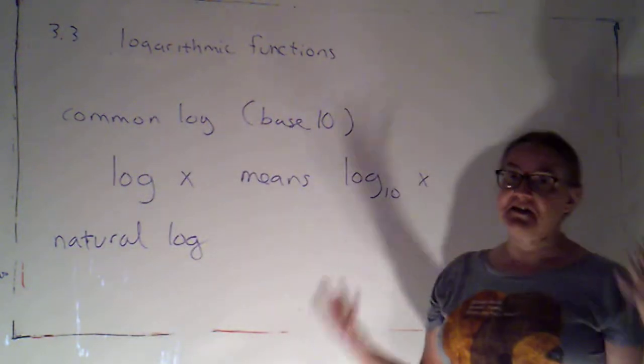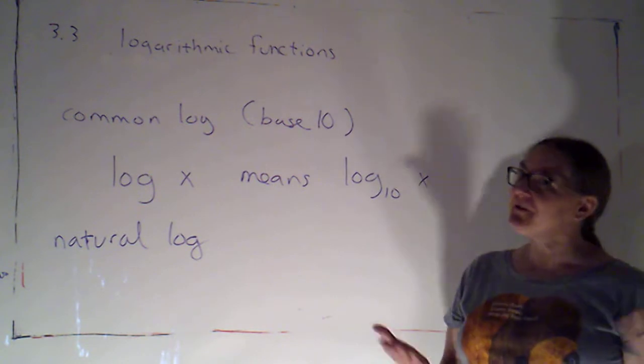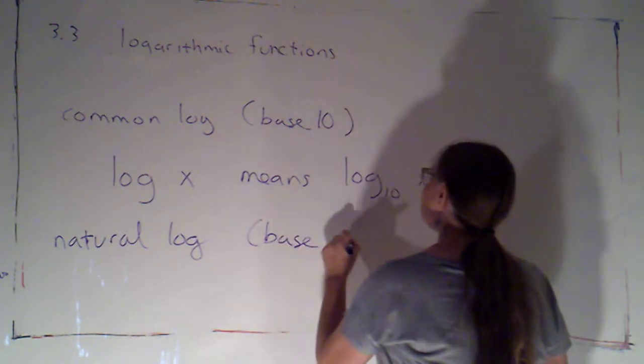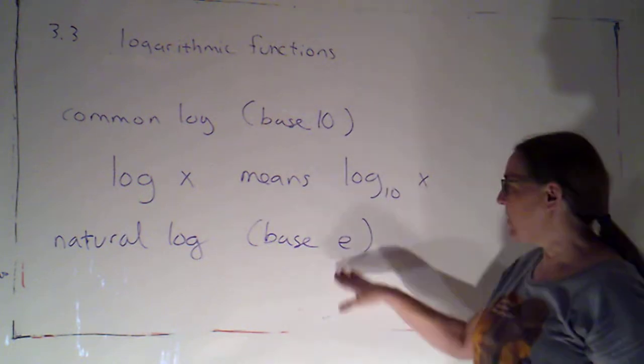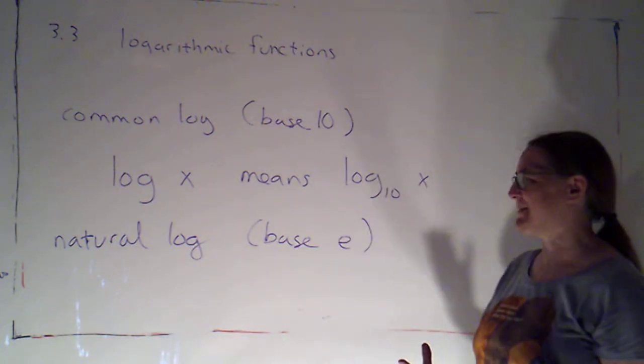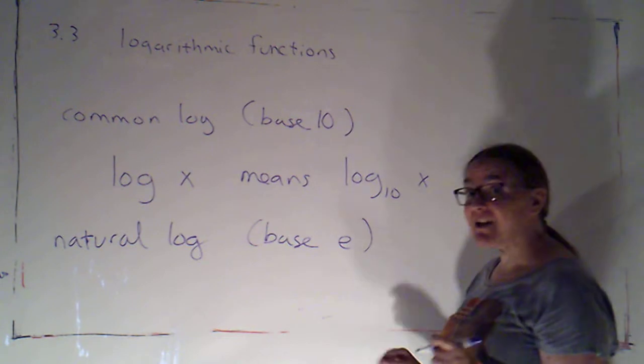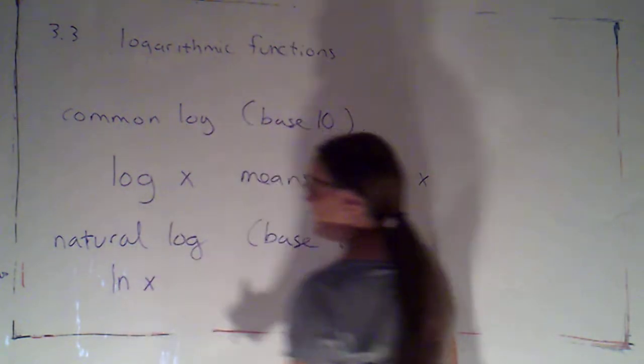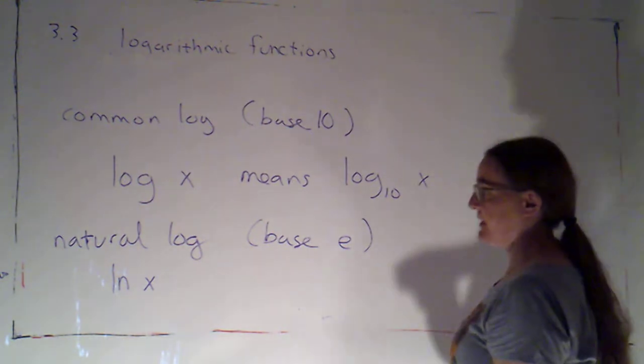Okay. This is named after the fact that it shows up in the natural world a lot, and that's going to have as its base e. We call e the natural base. Okay? So the natural log is written as ln of x. Okay.